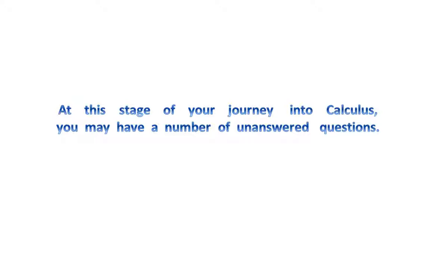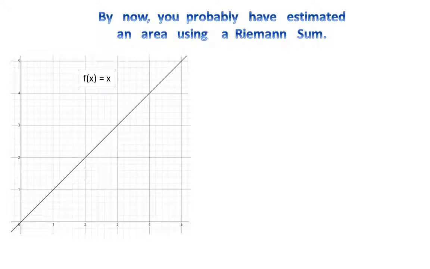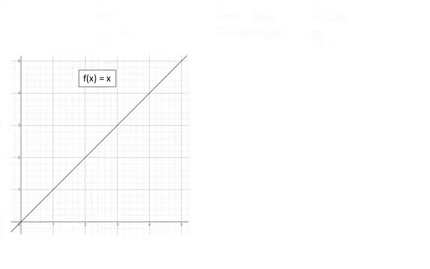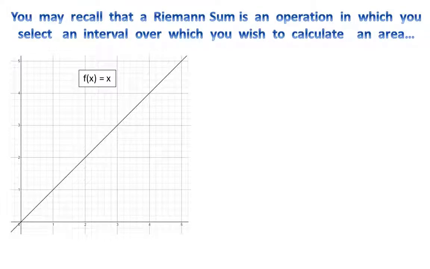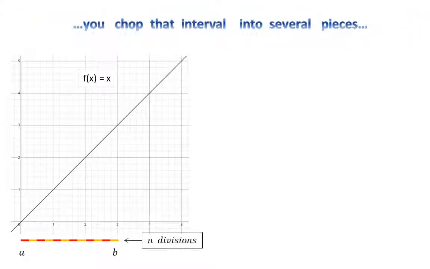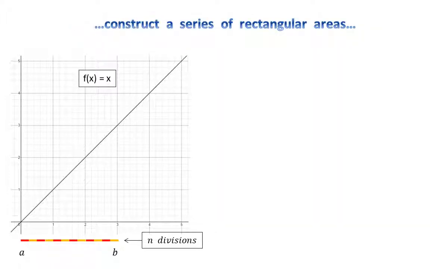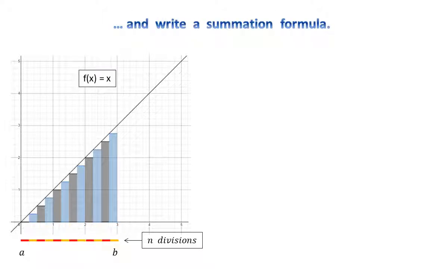At this stage of your journey into calculus, you may have a number of unanswered questions. By now, you probably have estimated an area using Riemann sum. You may recall that a Riemann sum is an operation in which you select an interval over which you wish to calculate an area. You chop that interval into several pieces, construct a series of rectangular areas, and write a summation formula.